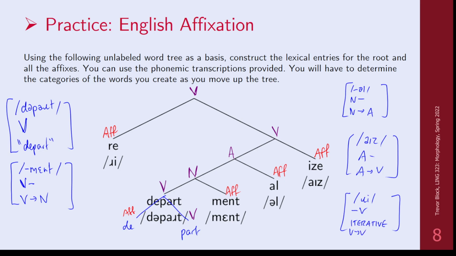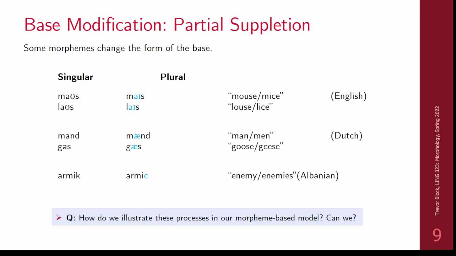Okay, so that's English affixation. And with the morpheme-based model, that was nice. So we created lexical entries, and then we had a tree structure represent how they were put together. So base modification does something different. We're not adding something. Instead, we're changing something. So mouse to mice, louse to lice. The plural form is changing the internal vowel.